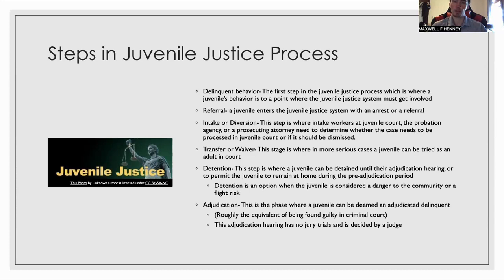Adjudication. This is the phase where a juvenile can be deemed an adjudicated delinquent, roughly the equivalent of being found guilty in criminal court. This adjudication hearing has no jury trials and is decided by a judge.